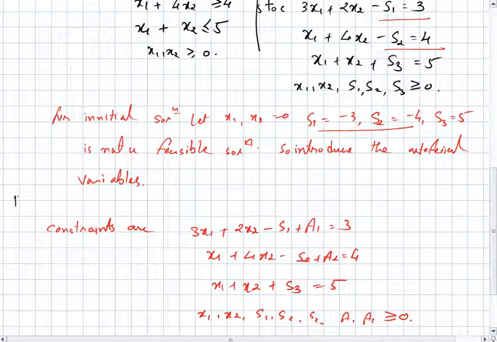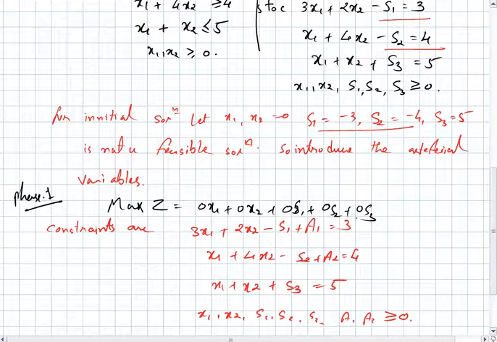So phase 1 has the objective function: maximize z equals 0 x1 plus 0 x2 plus 0 s1 plus 0 s2 plus 0 s3 minus a1 minus a2. Since our problem is maximizing, the coefficients of a1 and a2 are negative, so minus a1 and minus a2. So we are starting from this.